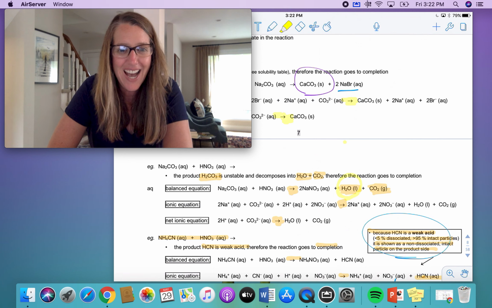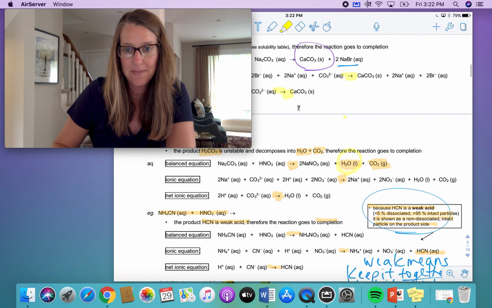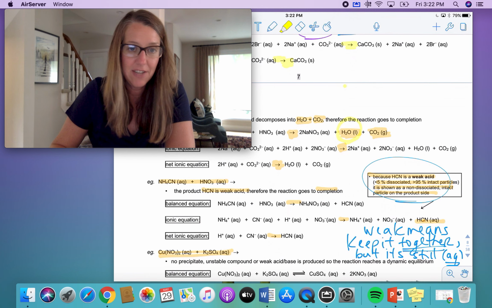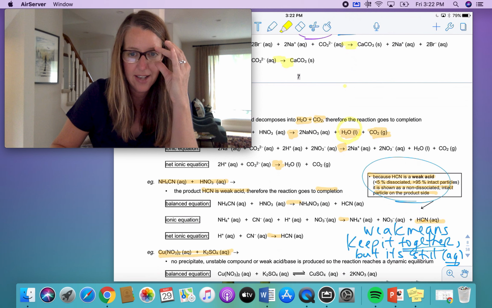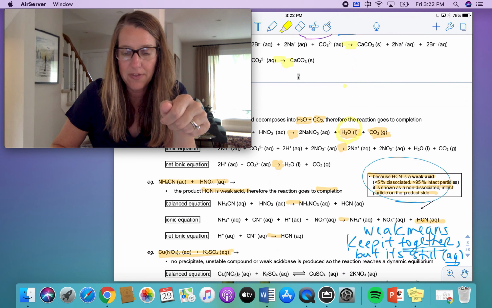Next one, ammonium cyanide and nitric acid. The product is a weak acid. And again, what we're going to do is we will memorize our lists of strong acids and strong bases, and then by default, the other ones are going to be weak acids and weak bases. So that's sort of coming, but right now you could just look that up if you'd like.